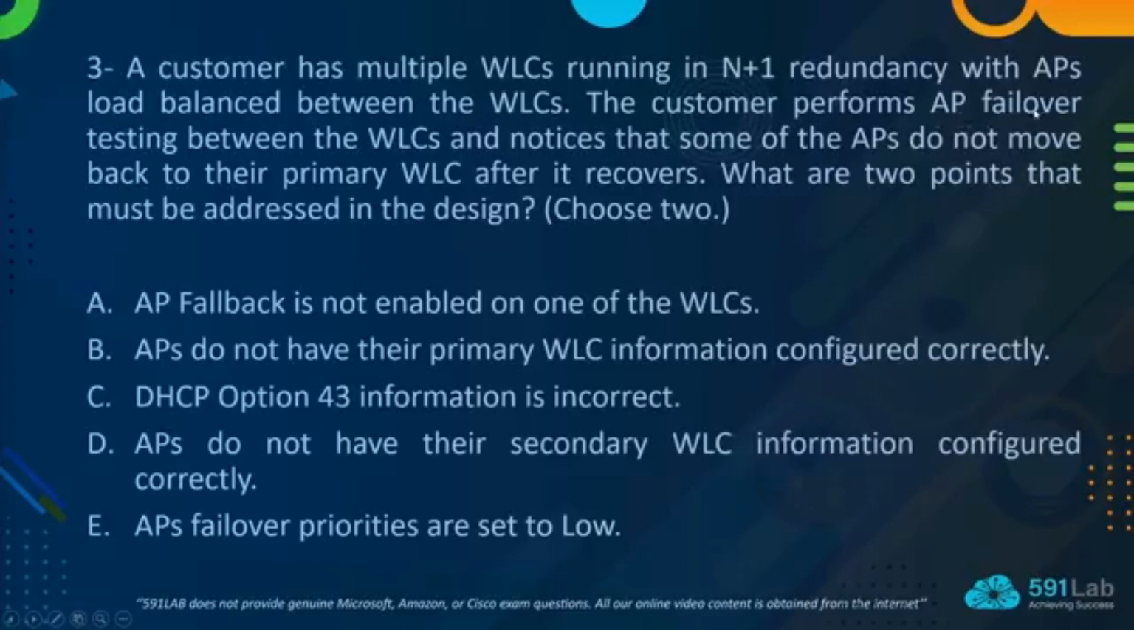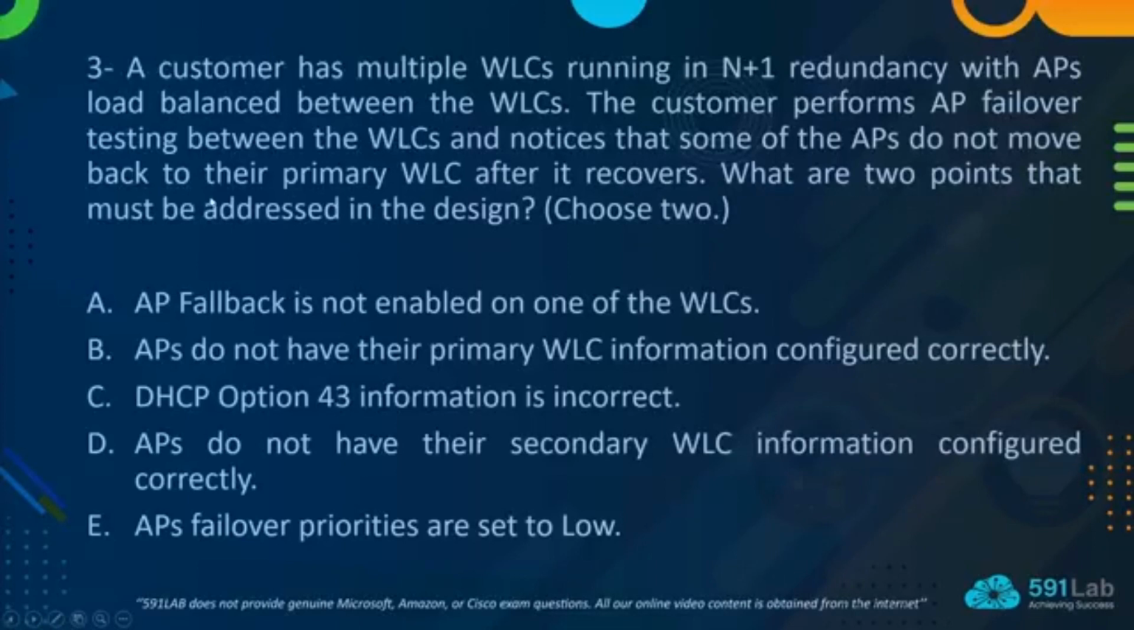The customer performs AP failover testing between the WLCs and notices that some of the APs do not move back to their primary WLC after it recovers. So the customer tests the AP failover by, for example, shutting down the primary WLC, or there is a command he could run on the primary controller to force the APs to go to the other controllers. So they went to the other controllers, but after the primary controller comes back, the access points do not automatically go back to the WLC after it recovers.